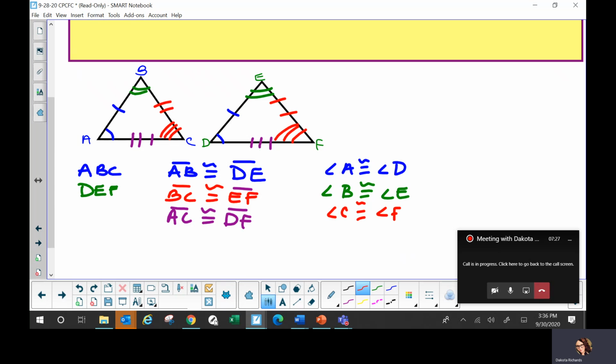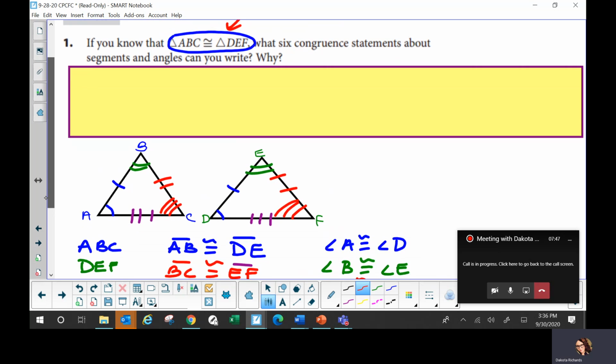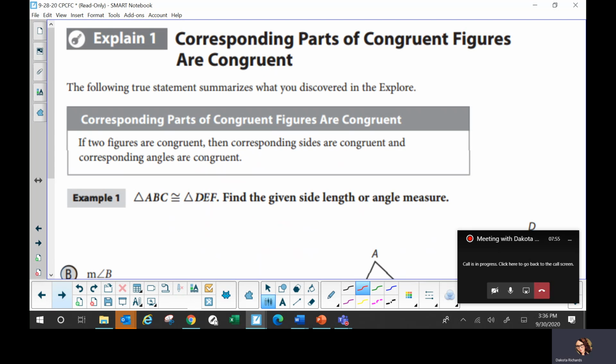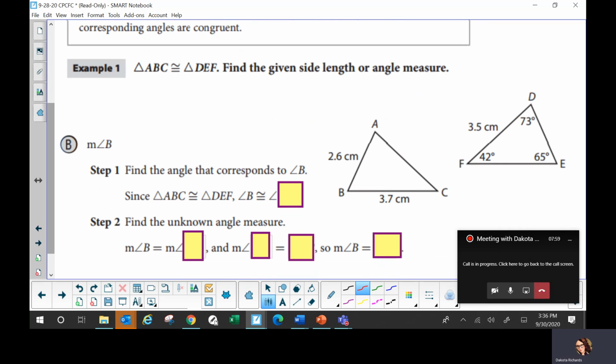Okay, I know there's a lot going on here, but in short, if you are given this kind of statement, triangle ABC is congruent to triangle DEF, all of the corresponding parts, all of the corresponding angles and sides are going to be the same. So when you're given that statement, you can come up with 6 different congruent statements. Okay, and sometimes you're going to be given algebra, sometimes you're not.